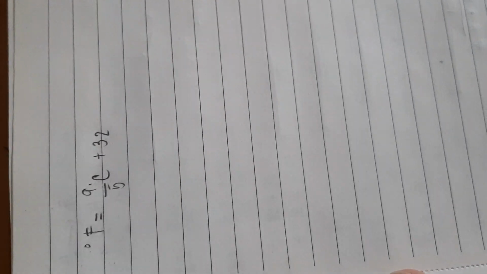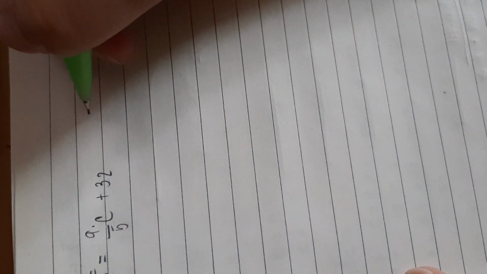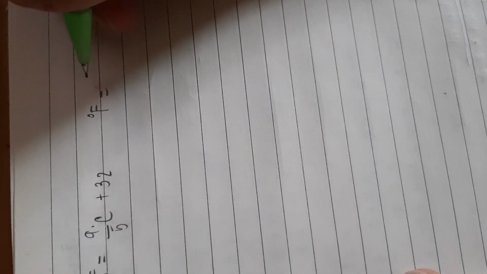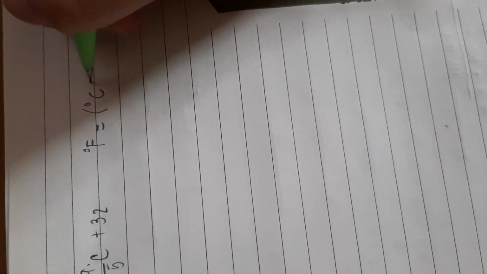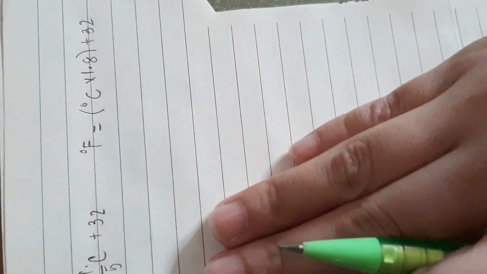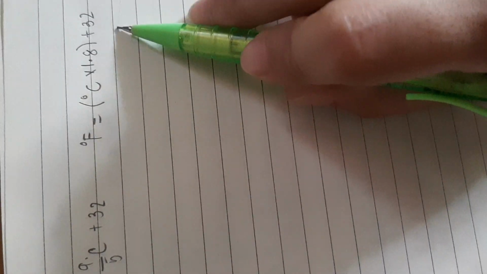Now, for those of you having a hard time with fractions, you can use this formula instead. So we have degrees Fahrenheit is equal to degrees Celsius times 1.8 plus 32. Okay, so we can use either of these equations. Now for me, it is easier to use this one than this one.